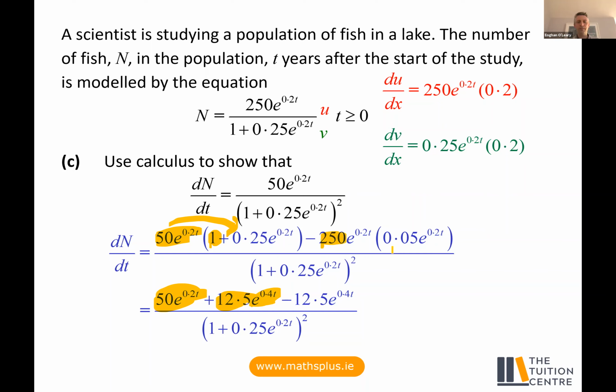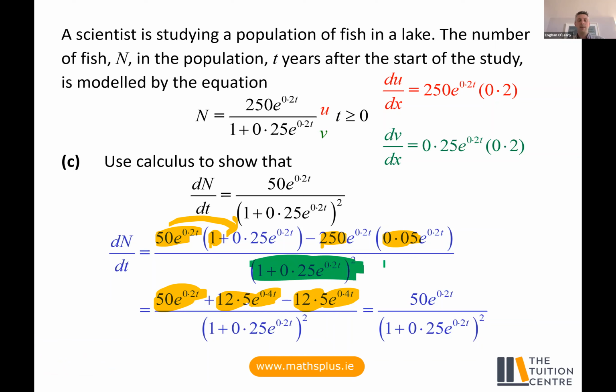Again, 250 times e to the power 0.2t times 0.05 e to the power 0.2t. Well, what's going to happen here? Now, finally, it's starting to come together. I have a minus 12.5 times e to the power 0.4t, again adding the powers. But thankfully, we can see this is going to cancel down with these two. So all of a sudden, it starts to look a bit easier. Just as a reminder, underneath the line is the original denominator squared. So now that is my answer, isn't it? That's it, because I was just asked to show it. And it was 10 marks.